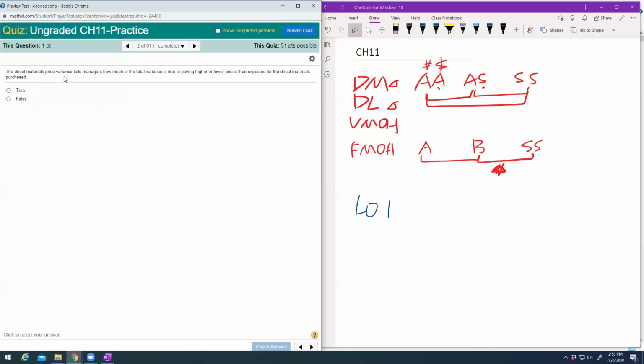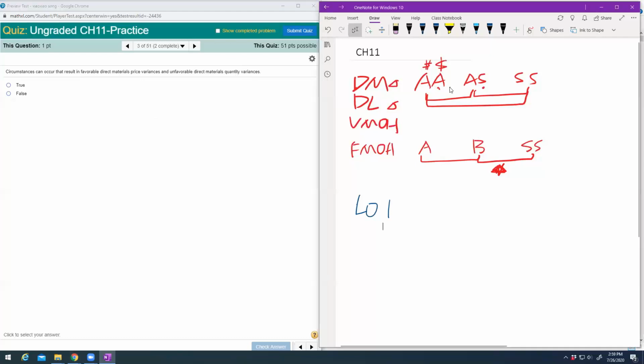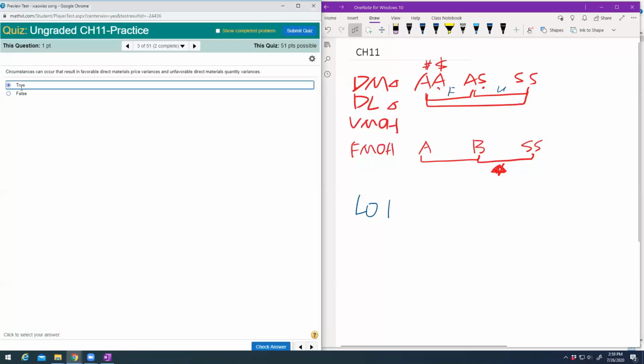The second: direct material price variance tells the manager how much of the total variance is due to paying a higher or lower price. This is right, because this is how you interpret price variance. Next one: circumstances can occur that result in a favorable direct material price variance but an unfavorable material quantity variance. Yeah, it happens. This is actually the textbook example, right? So you have a favorable price variance, but an unfavorable quantity variance. Look at your textbook to find the interpretation and the example. So it's possible.